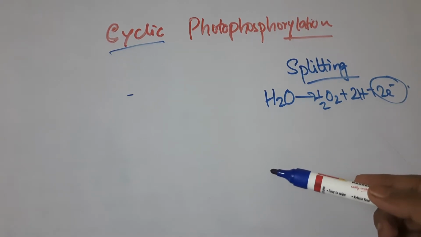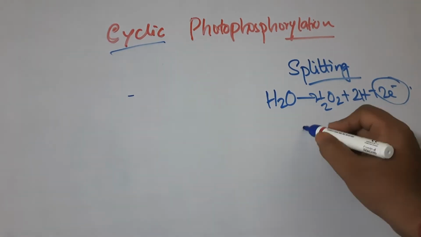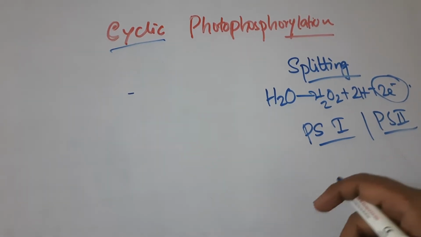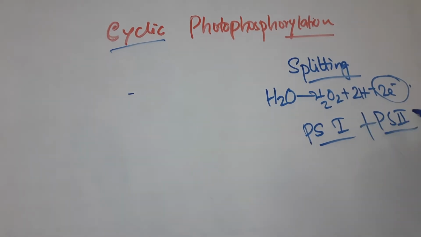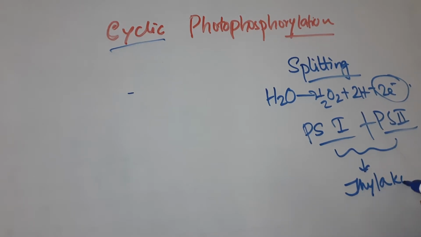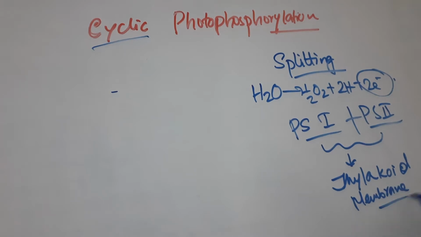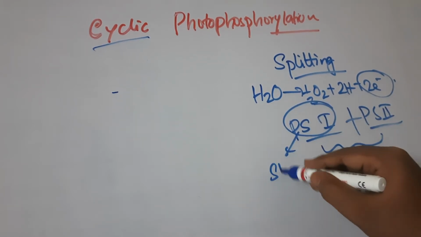In this cyclic photophosphorylation you have PS1. Let me tell you about PS1 and PS2 a little bit. Both PS1 and PS2 are found in the thylakoid membrane, but only PS1 is found in the stroma membrane.